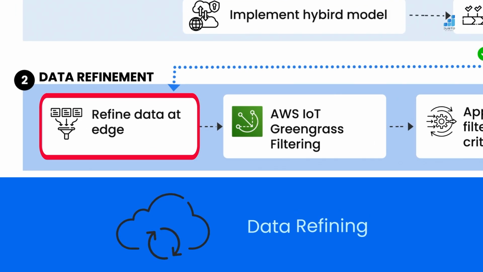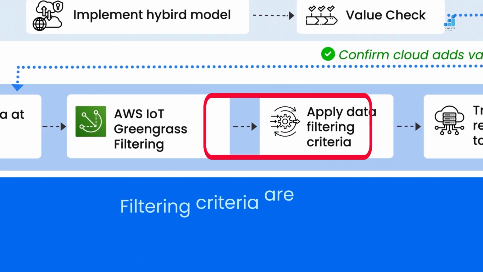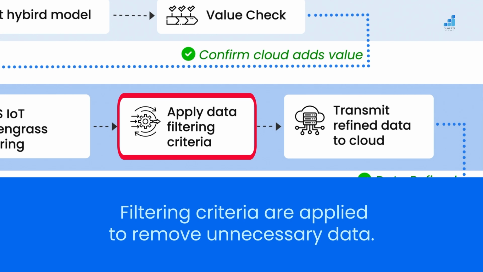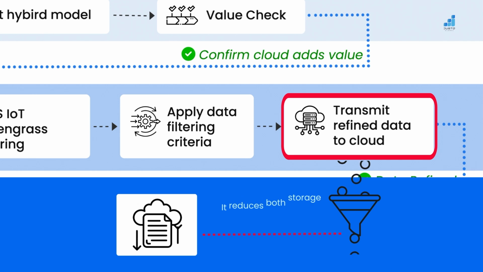Step 2. Data is refined before being sent to the cloud edge. Processing tools like AWS IoT Greengrass help filter data early. Filtering criteria are applied to remove unnecessary data. Only refined, relevant data is transmitted to the cloud. It reduces both storage and processing costs.